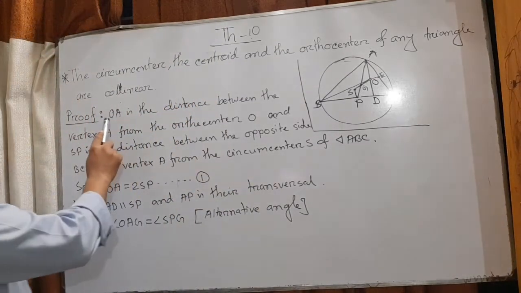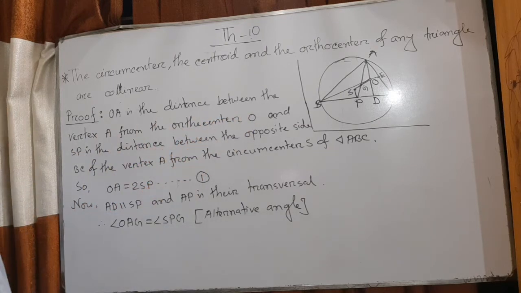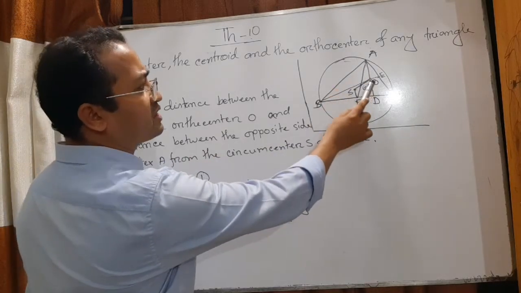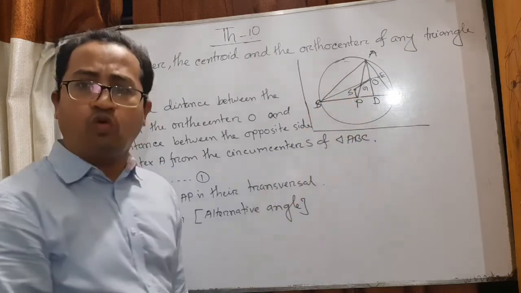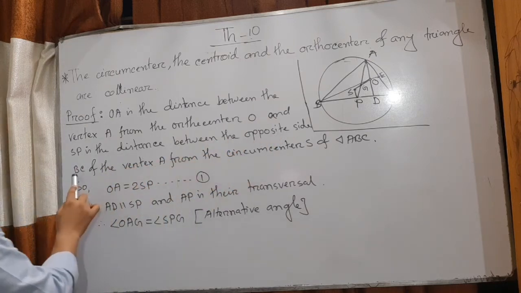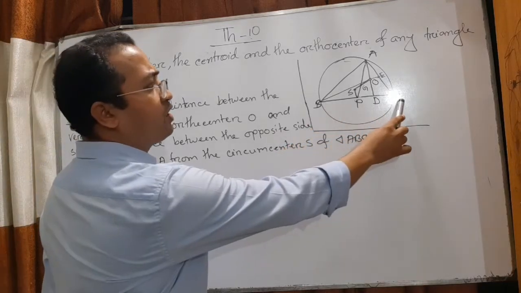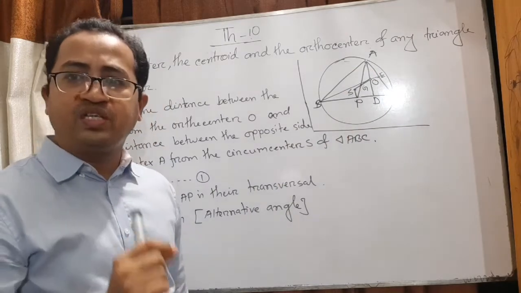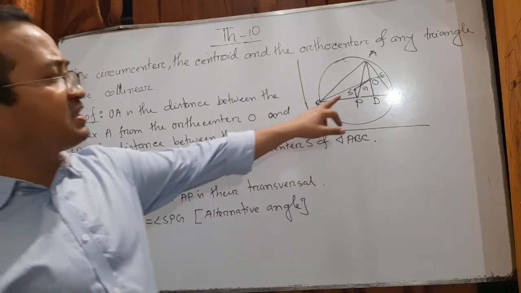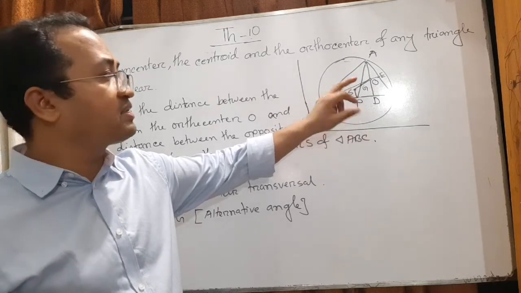Now proof. Look, OA is the distance from the vertex A to the orthocenter O. And SP is the distance from the circumcenter S to the opposite side BC of the vertex A. BC is the opposite side of the vertex A.